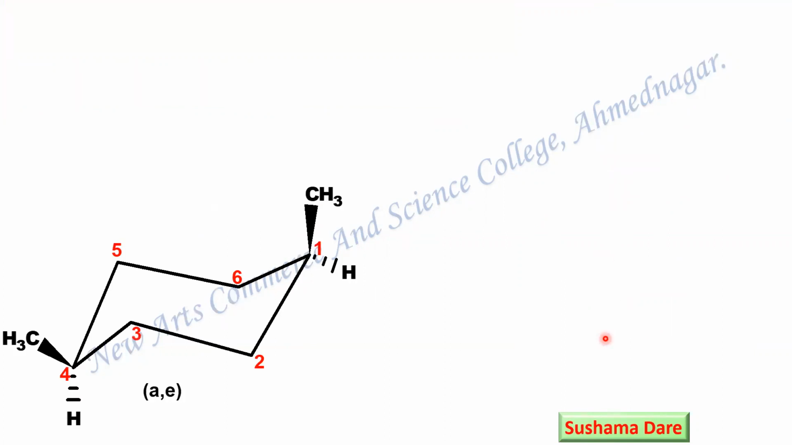Now we have to draw this same structure in a chair conformer. As you know, the chair conformer is more stable than the planar conformer. So always remember how to draw the ring. First you write down the 5-6 bond and 3-2 bond in parallel lines, and then you complete the head of the chair, that is number 1, and the tail of the chair, that is number 4.